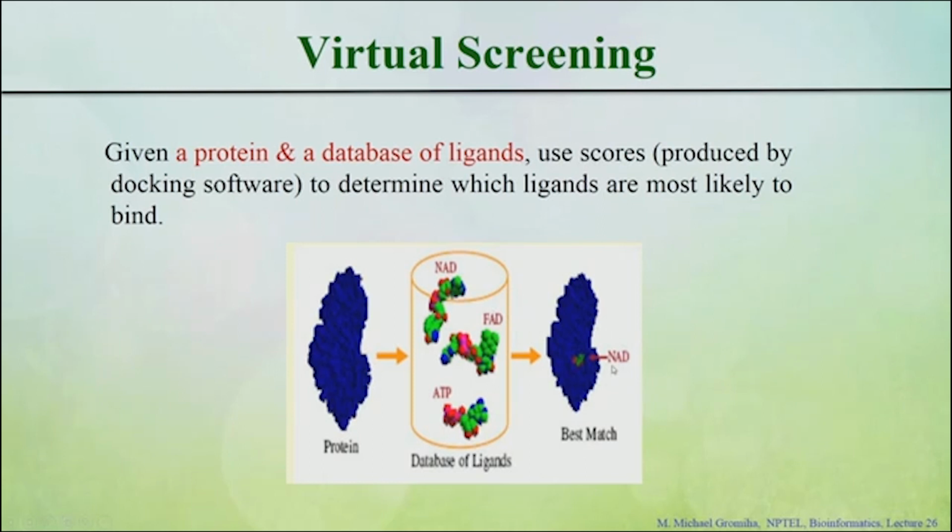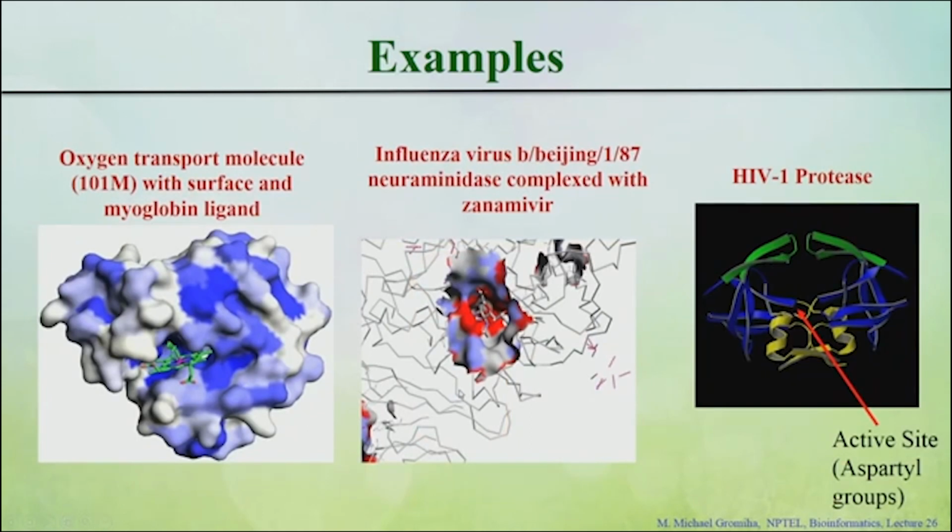NAD, you can see, is found to be the best match for this combination, for this protein from this list of ligands. I will show some more examples. These are data of the oxygen transport molecule, the surface and the myoglobin ligand, and here you can see influenza virus B, the neuraminidase complex with zanamivir. This is zanamivir here, this is the protein site, how they fit in the core.